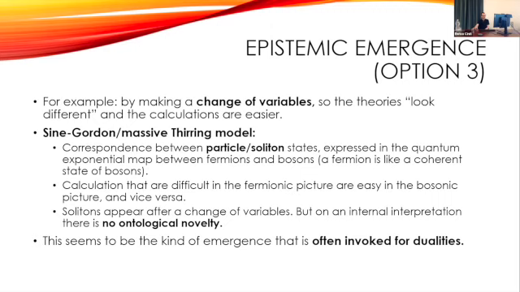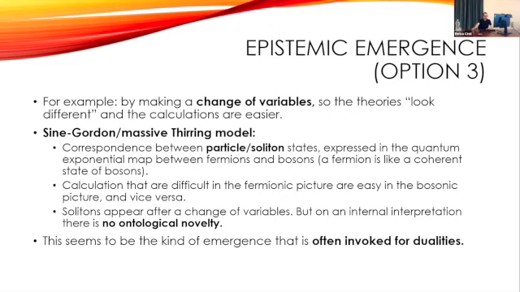A case like that could be this exact case of the sine-Gordon massive Thirring model, where we had an exact duality, especially when we interpret it as an internal interpretation. Then we discussed that we really just have two different descriptions of the same theory in a different language. A calculation that is difficult to do in the fermionic picture is easy to do in the bosonic picture, and vice versa. But both pictures have both fermions and bosons. It's not the case that all of a sudden the fermions emerge or the bosons emerge. They were there in the Hilbert space already from the beginning.